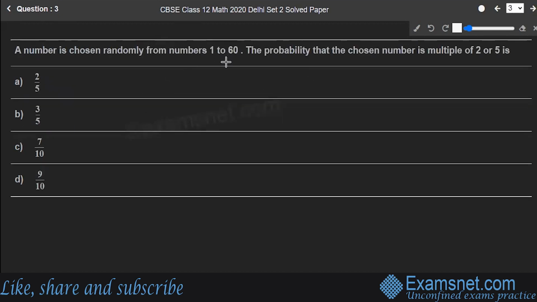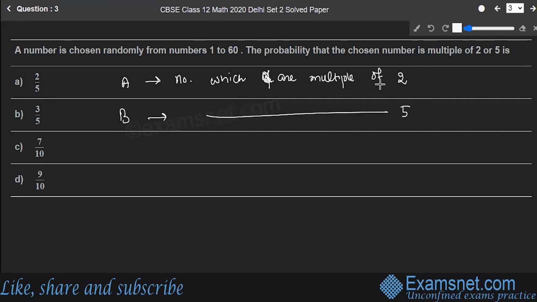A number is chosen randomly from 1 to 60. The probability that the chosen number is a multiple of 2 or 5 is. Fine, let A be the numbers which are a multiple of 2 because it's an even number, and B be the numbers which are a multiple of 5.